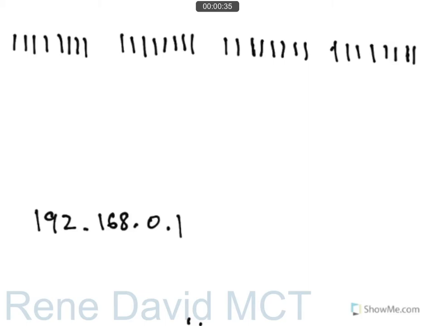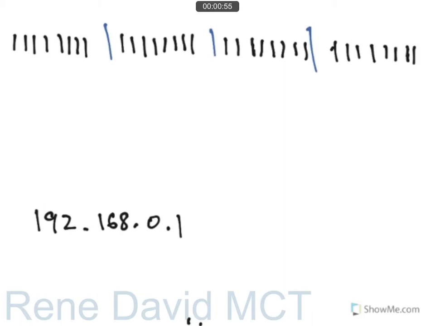Those 32 bits are broken up into octets. So if you look at the top of the screen there, you can see I've broken this up into 4 octets. Right? Each octet can have a decimal value between 0 and 255. Why between 0 and 255?